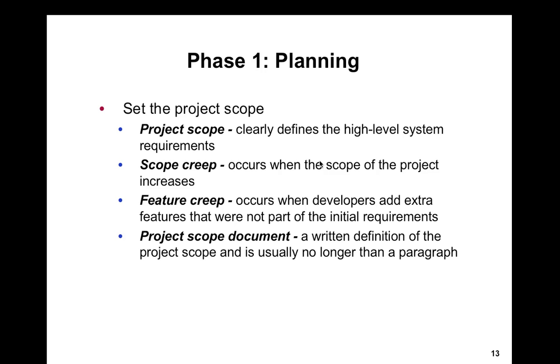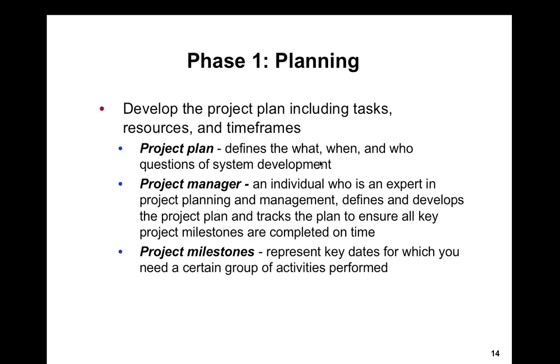But it happens actually. Project scope document is the written definition of the project scope. Normally you don't see that. It's usually a paragraph in what's called the requirement specification. If you take a software engineering course, you learn all about that. But rarely do ITIS people get involved with software engineering projects. Usually it's an IT related project from an IT department.